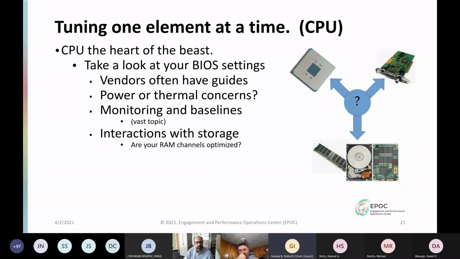I can't count the number of times that BIOS settings have actually bit in a bad way, trying to do the right thing. Example being, look at interleave on your RAM settings. Are your RAM channels fully populated? Other things, power savings, right? Power savings is good, but it takes spool up time. So if you try running a tuning test that's not fast enough to spool your clocks up, you might get faulty tests. Vendors often have excellent guides.